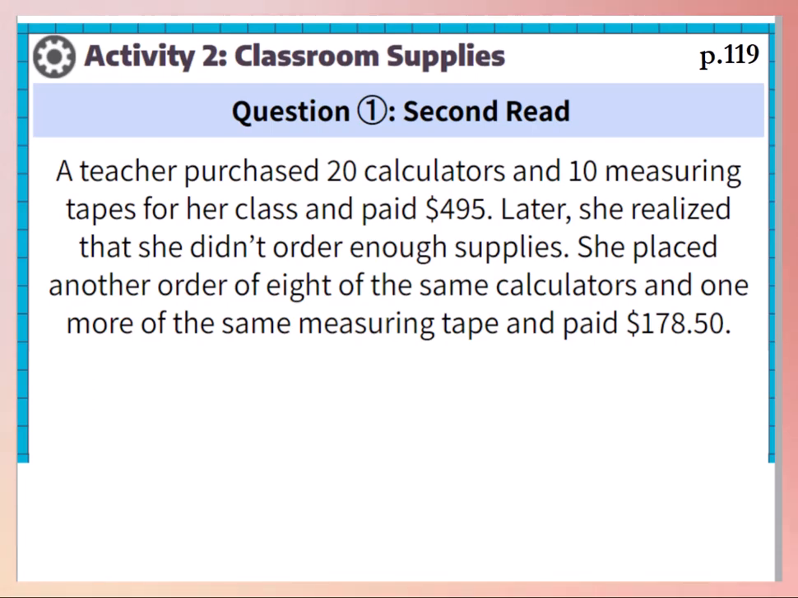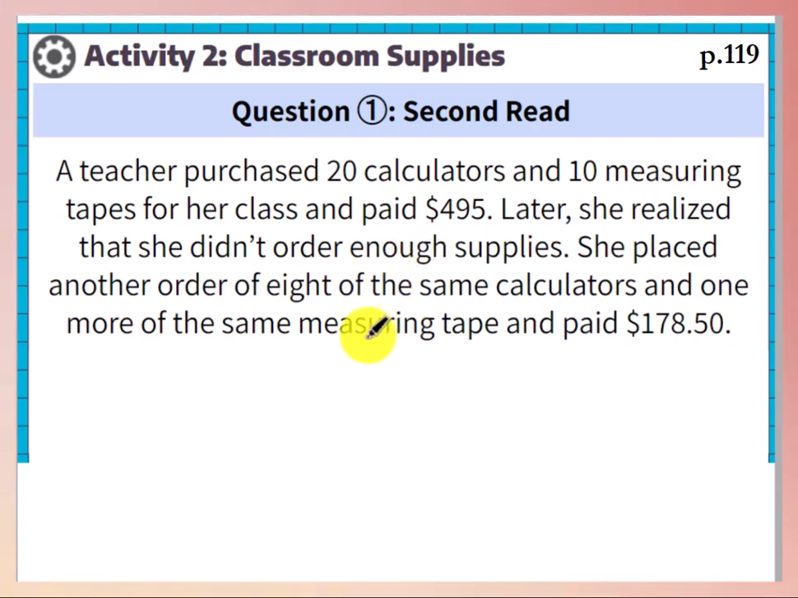All right, we have a word problem on page 119. I'm going to read it aloud. Listen and get a general idea of what it's about, and then go back to page 119 and highlight. A teacher purchased 20 calculators and 10 measuring tapes for her class and paid $495. Later, she realized that she didn't order enough supplies. She placed another order of 8 of the same calculators and one more of the same measuring tape and paid $178.50.